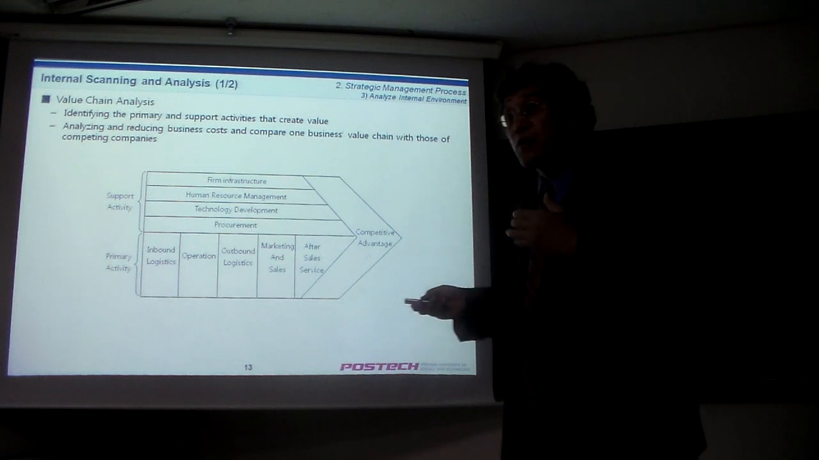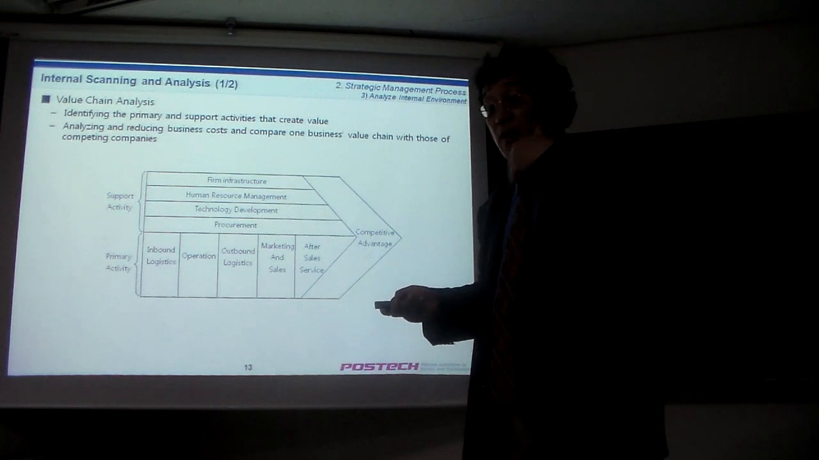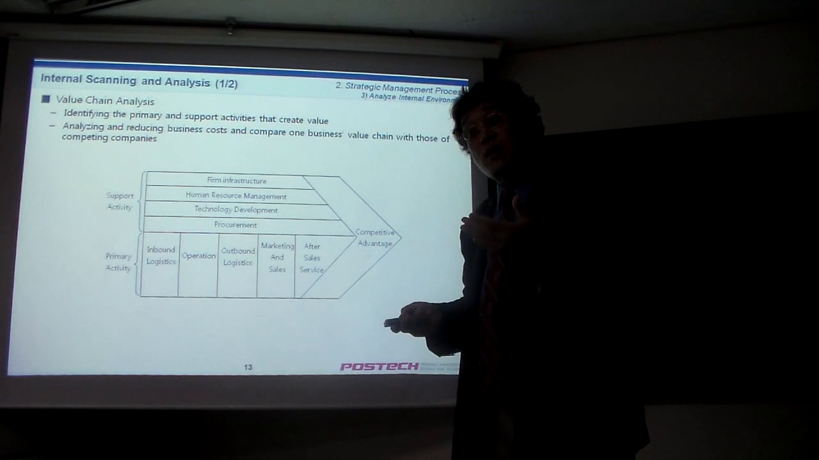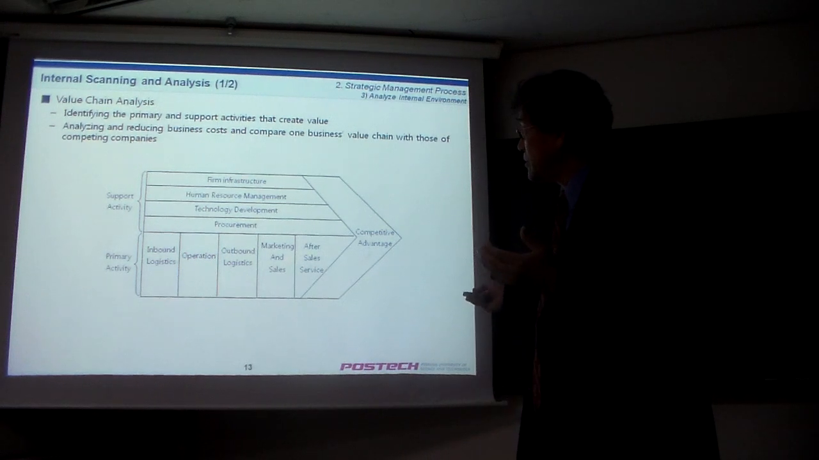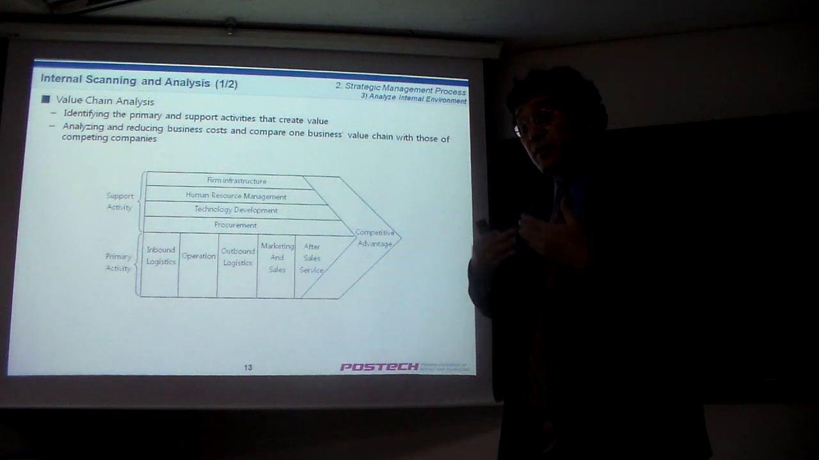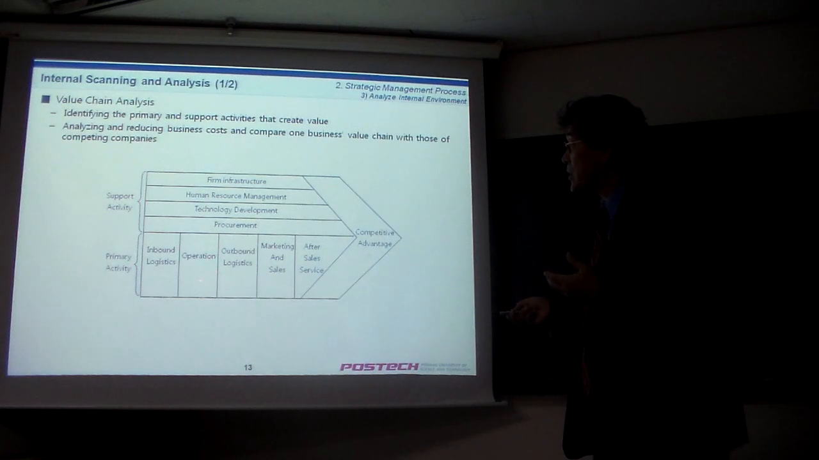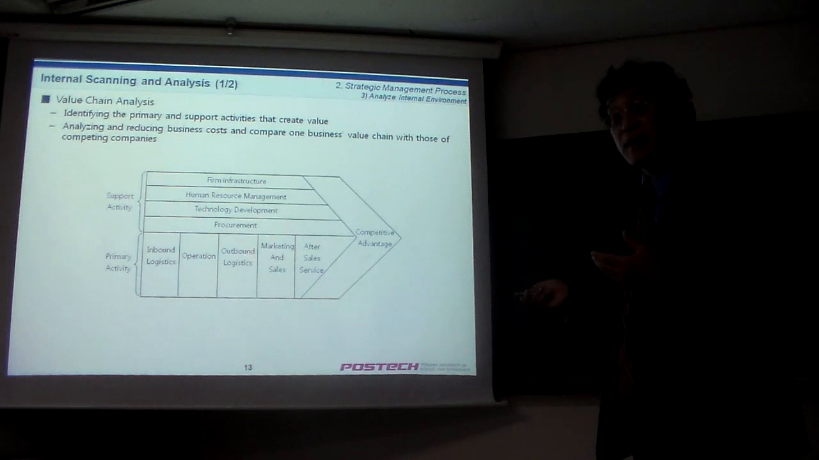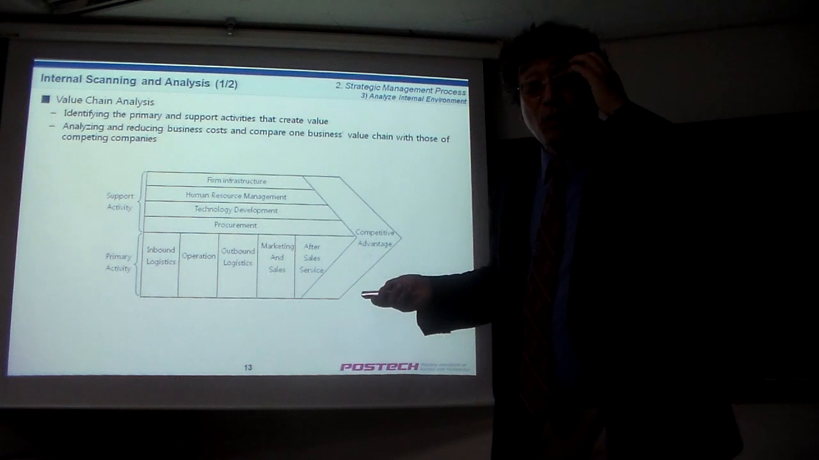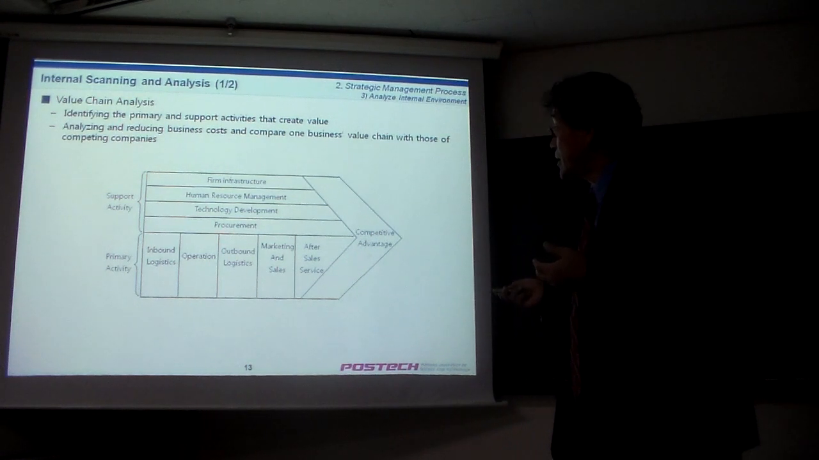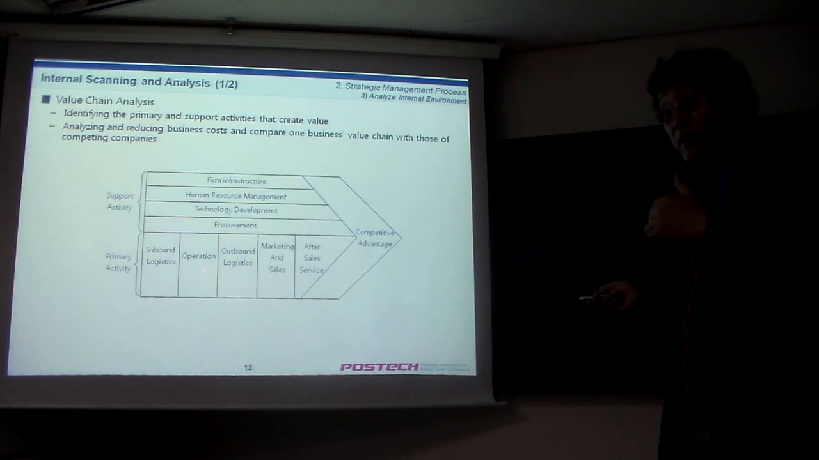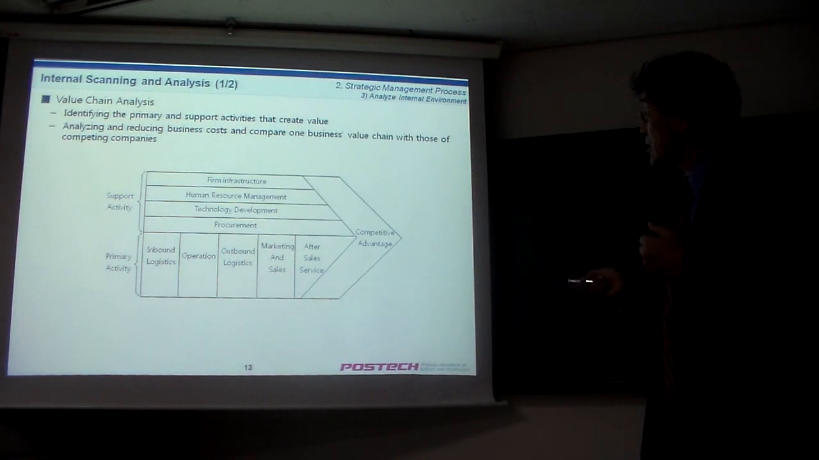This is a general concept which was introduced by Michael Porter in the 1980s. Then probably in the late 1990s and 2000, the internet and IT concepts were introduced. So how can IT be used for these 9 activities? That is more like an IT-based value chain. We call it the IT-based value chain, with 4 support activities and 5 primary activities. How can IT be used for the 9 activities?